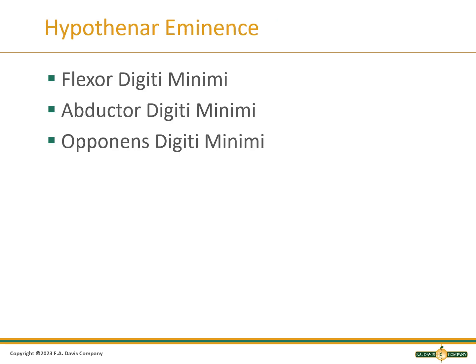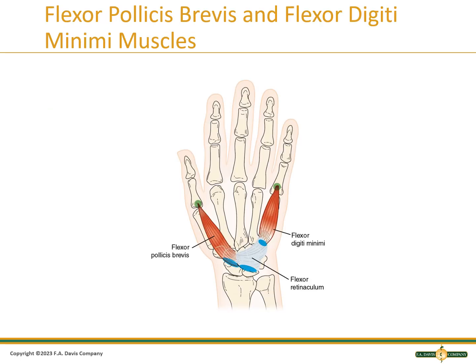We've talked about all of these because we've talked about the hypothenar eminence as we went through the thenar eminence, but our hypothenar eminence is going to be the portion of muscles on our hand closer to the ulnar aspect on the anterior palmar portion. So those are going to include flexor digiti minimi, abductor digiti minimi, and opponens digiti minimi.